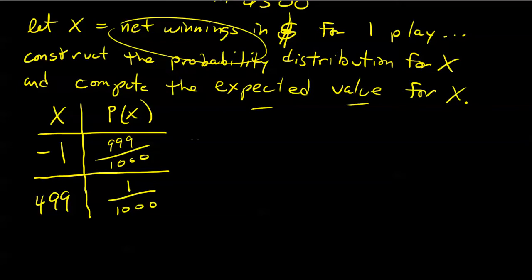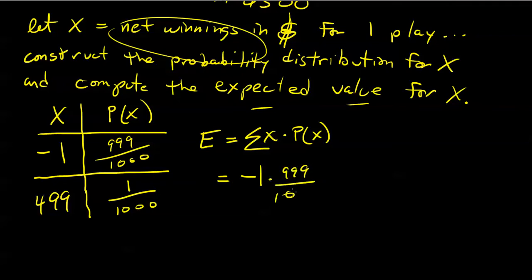Now I want to compute the expected value. Expected value is nothing more than the mean of the probability distribution. And let me write it out here. I take each x value, weight it or multiply it by its associated probability.